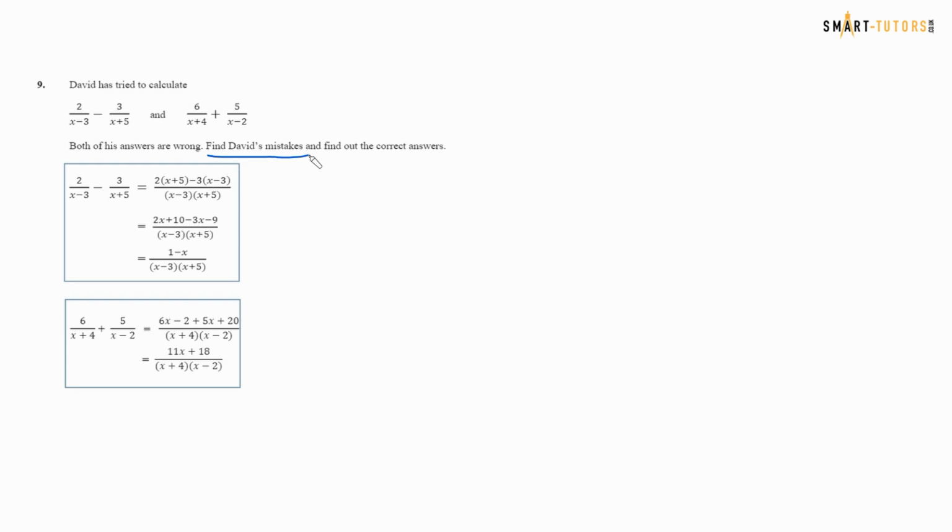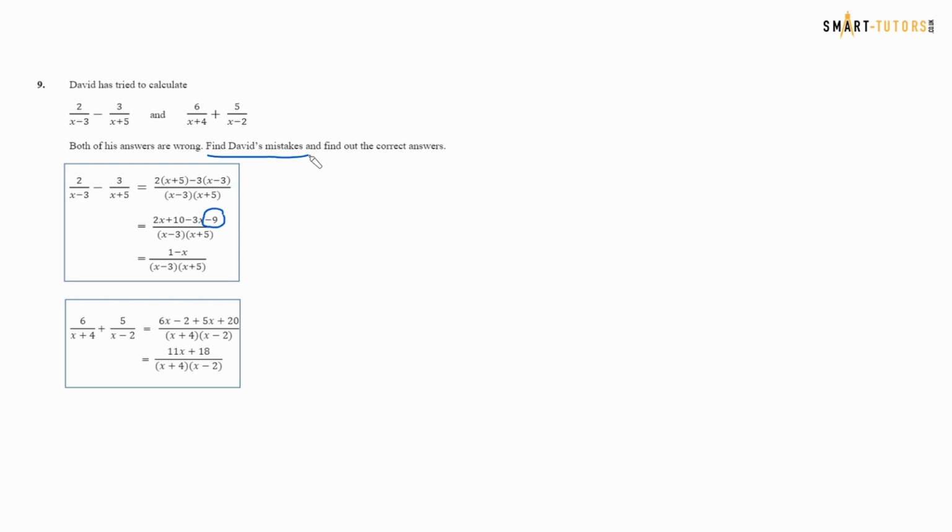Let's look at this one. 2 over x minus 3 minus 3 over x plus 5. So he wrote the question correctly. Then x minus 3, x plus 5 at the bottom is correct. 2 times x plus 5 is correct. Minus 3 times x minus 3 is correct. 2 times x is 2x. 2 times 5 is 10. Minus 3 times x is minus 3x, correct. Minus times minus is positive 9. So this is where he made a mistake.